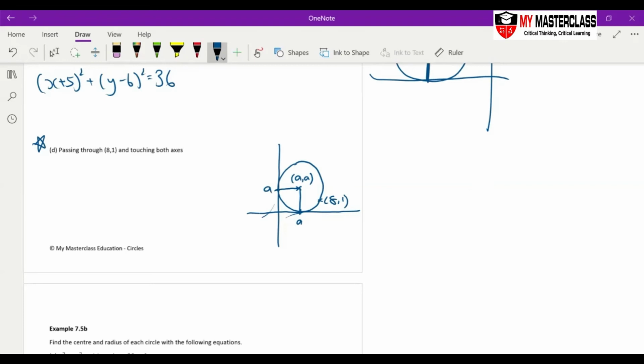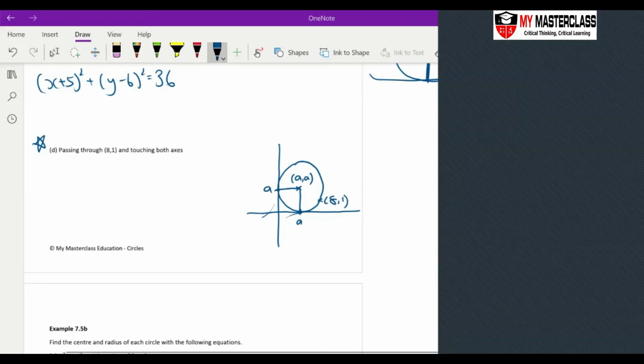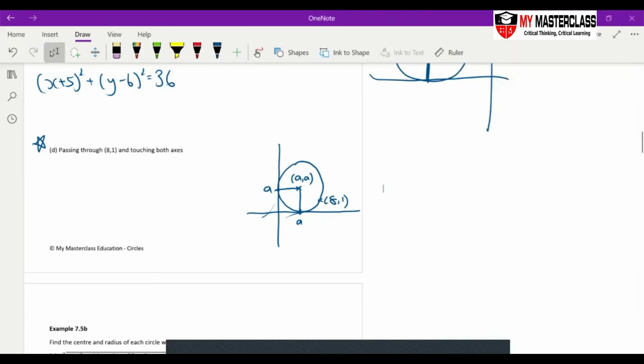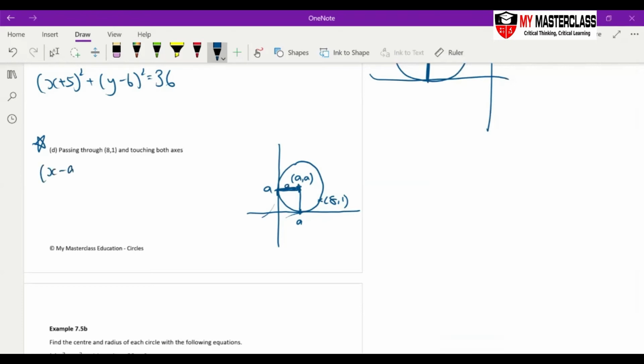Which means that this is a, this is a. Looking at this, what is the radius of this circle? I'm not looking for a value. From here to here is a, right? So what's the radius? a. So first I put in, the center is (a, a), (x - a)² + (y - a)² = a². I got 3 unknowns. Cannot solve.